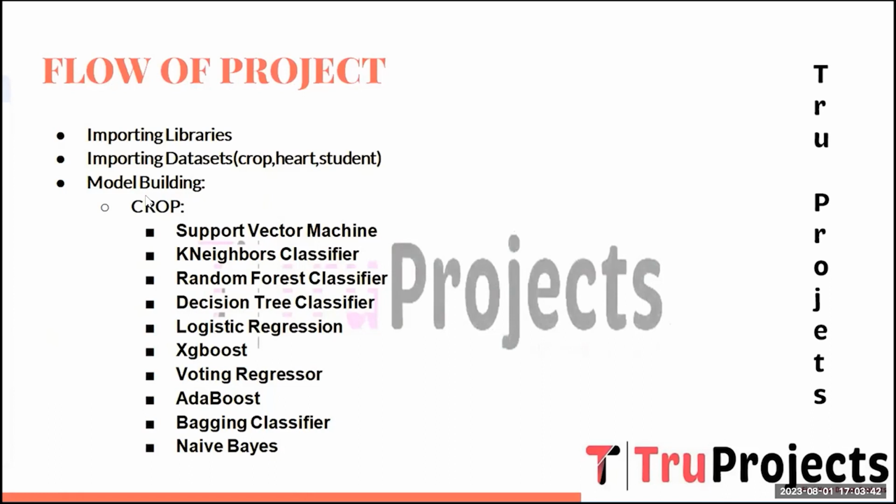The next step is model building. Here in model building, we are building the model for the three different datasets: crop, heart, and student. For every dataset, we use the same algorithms. For the crop, the first one is support vector machine.